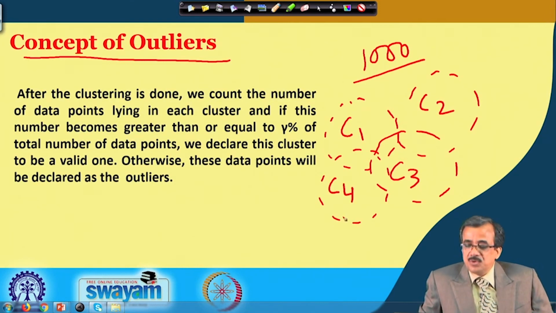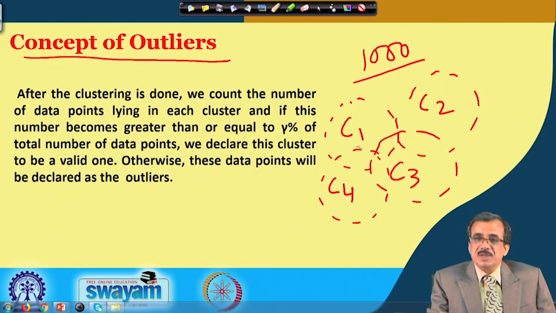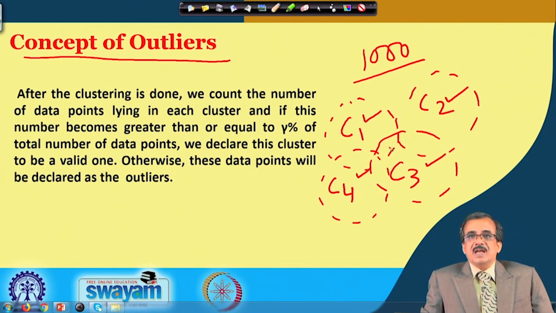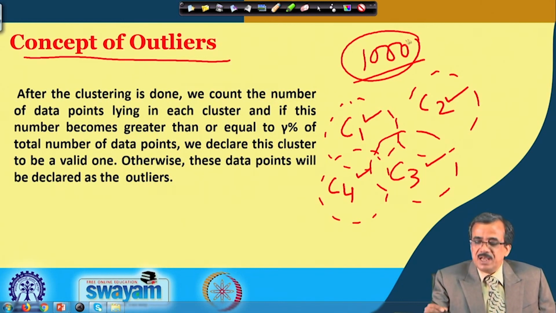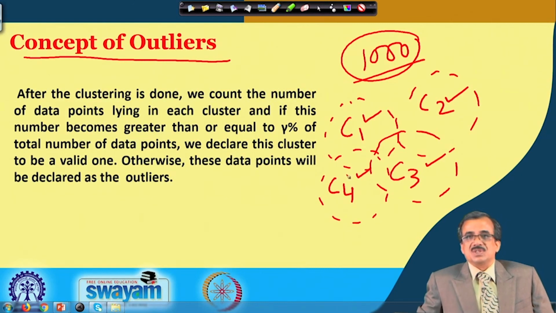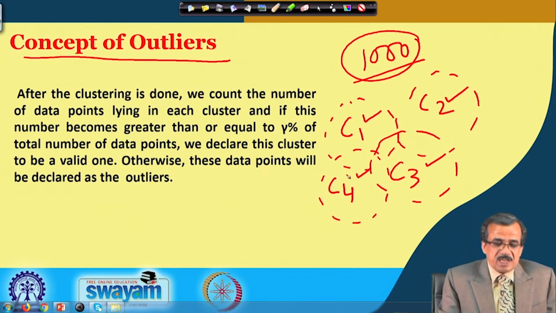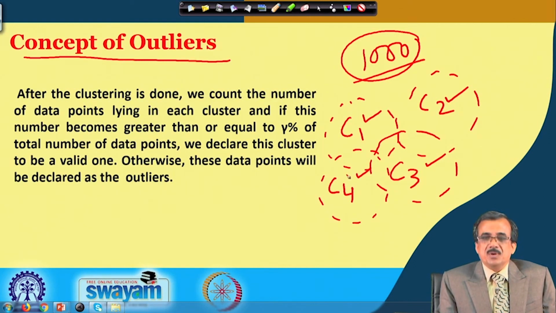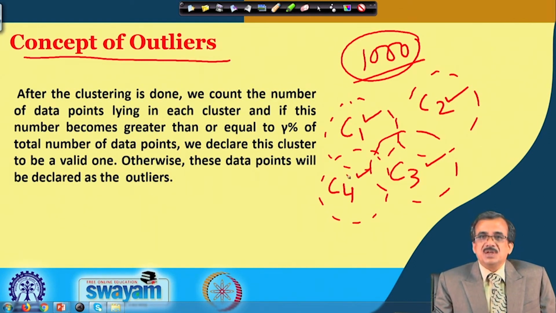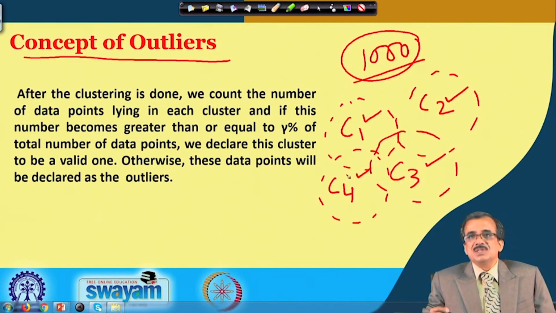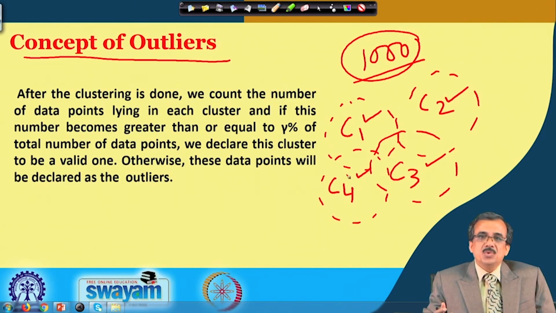Now, what we do is, we try to count the number of data points present in each of the clusters. So, we find out how many data points are there in the first cluster, C1, the second cluster whose center is C2, the third cluster, the fourth cluster. Supposing these 1000 data points have been clustered into 4 clusters, and we know how many data points are present in each. After that, we try to define whether all the clusters are valid clusters, or there could be a few outliers. Outliers means those data points which do not belong to any of the clusters.